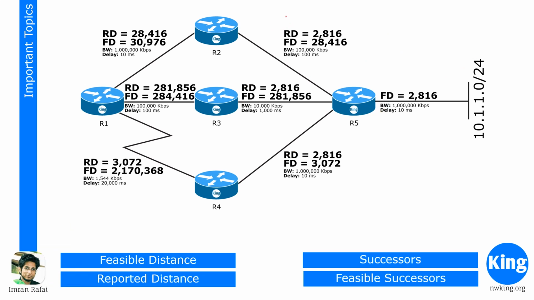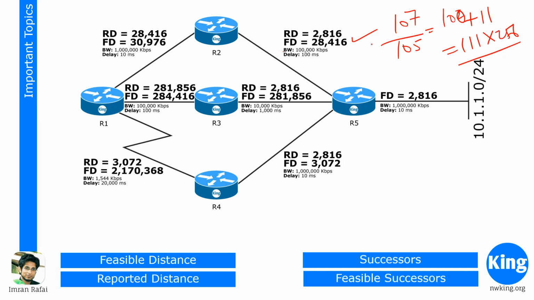When router 2 is doing it, it needs to look at the bandwidth. Between these, it was reported 1 million kbps and 100,000 kbps, and the lowest bandwidth is 100,000, which is 10 to the power 5. So it's 10 to the power 7 divided by 10 to the power 5, which is 10 to the power 2, which is 100, plus the cumulative delay. 100 plus 10, 110; 110 tens of microseconds is 11. So 100 plus 11 is 111 into 256. Whatever you get is this value, 28,416, which is the feasible distance for router 2.